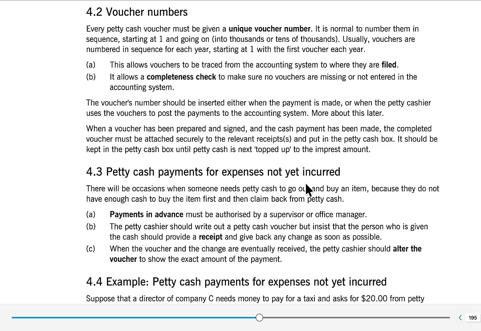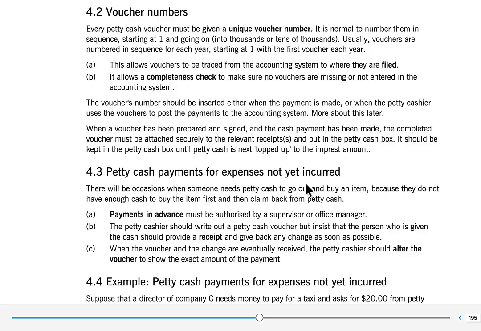How voucher numbers are normally given. The book explains that voucher numbers are usually given in sequence. Sequence means one after the other in order. So the business will number vouchers like this: 1, 2, 3, 4, 5, and so on. Sometimes the voucher numbers can go into hundreds or even thousands, depending on how many petty cash payments the business makes. Also, voucher numbers are often started again at 1 at the beginning of each new year. So each year starts fresh. That makes it easier to file vouchers by year.